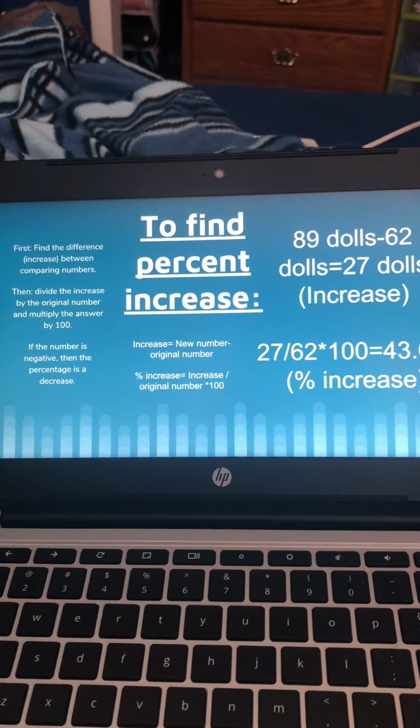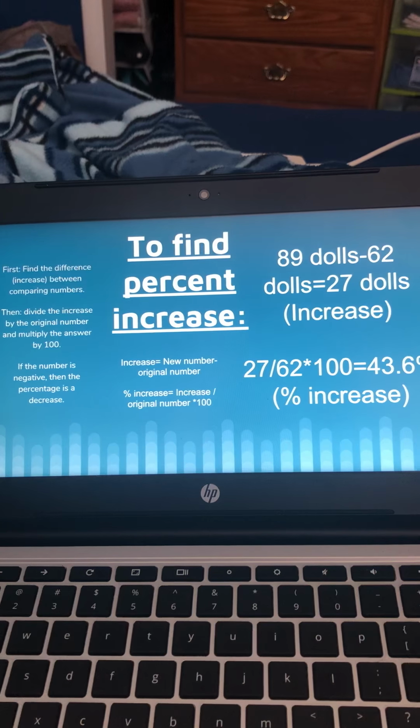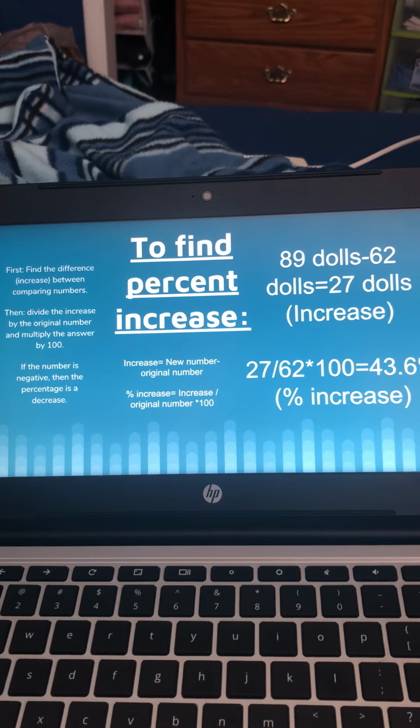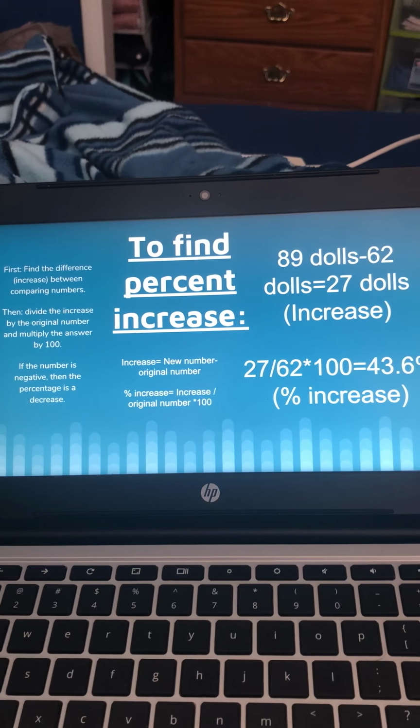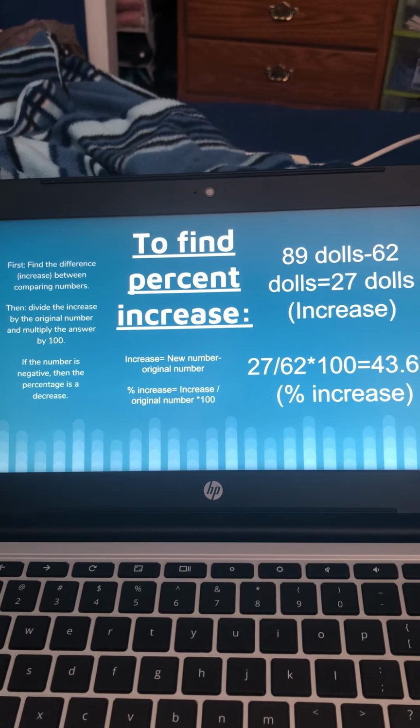First, to find percent increase, you have to find the difference or increase between the two numbers you are comparing. Then divide the increase by the original number and multiply the answer by 100. If the number is negative, then the percent is a decrease.